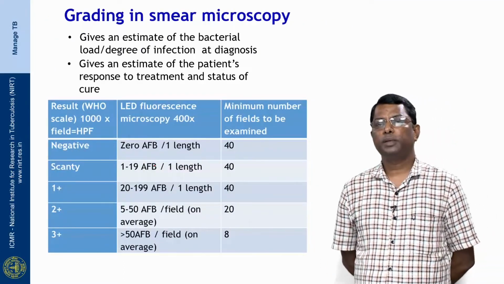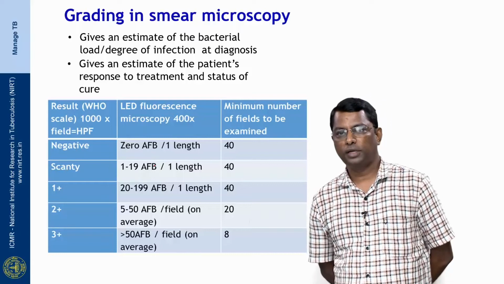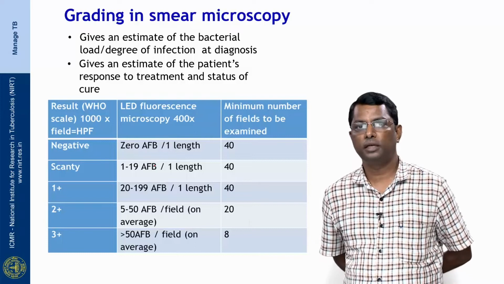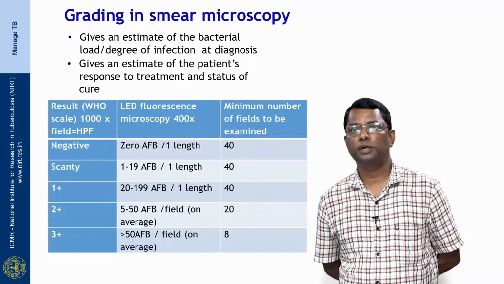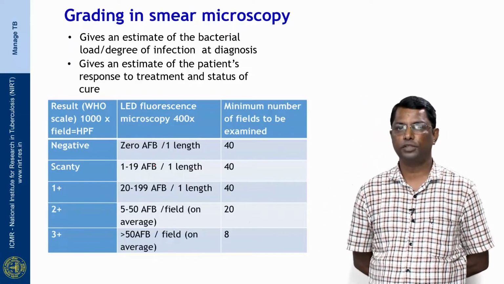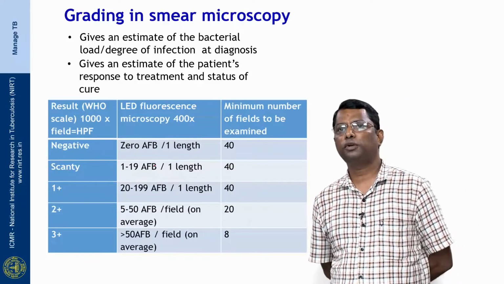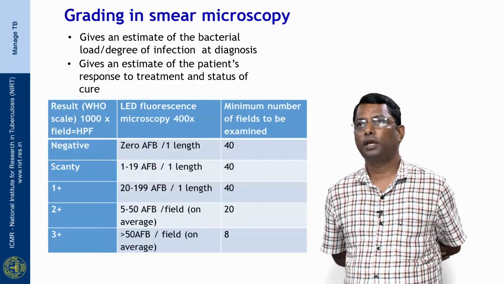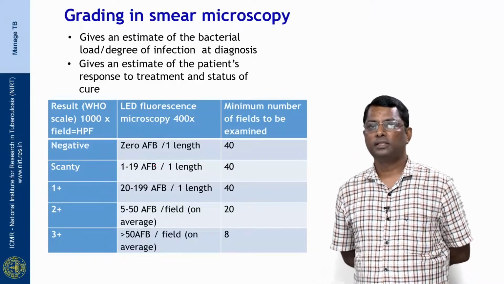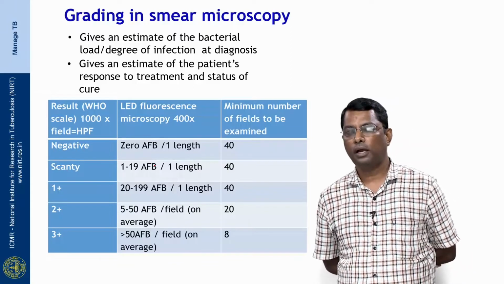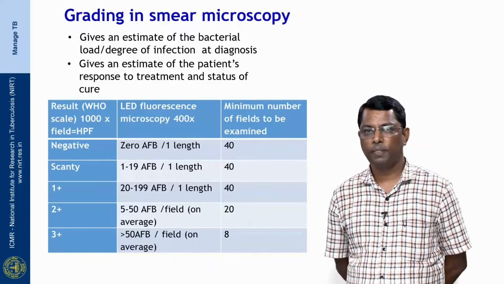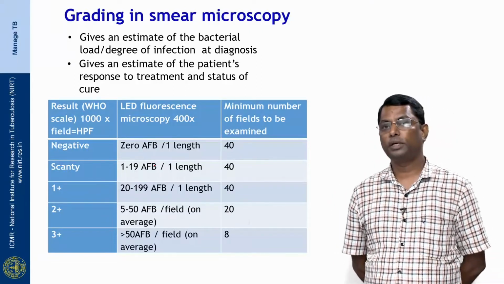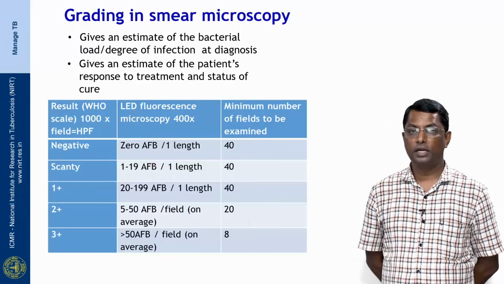Now, smear microscopy is a semi-quantitative way of measuring the amount of TB bacilli present in any sputum sample, and it gives an estimate of bacterial load and degree of infection at diagnosis, and gives an estimate of the patient's response to the treatment and status of cure when the patient gives serial samples from baseline till the treatment ends. Semi-quantitative measurement is done using the following table, which is released by WHO.